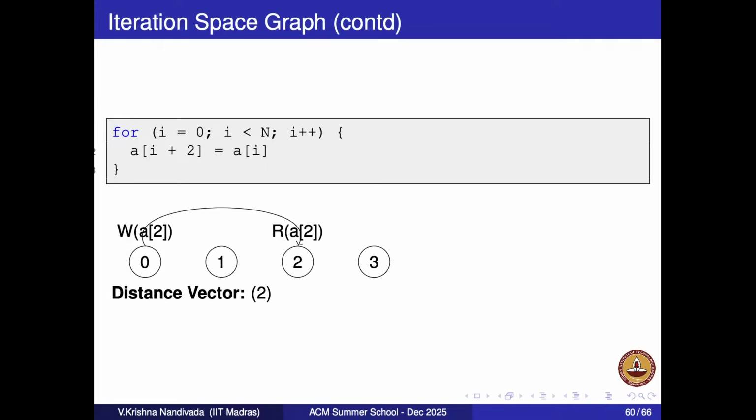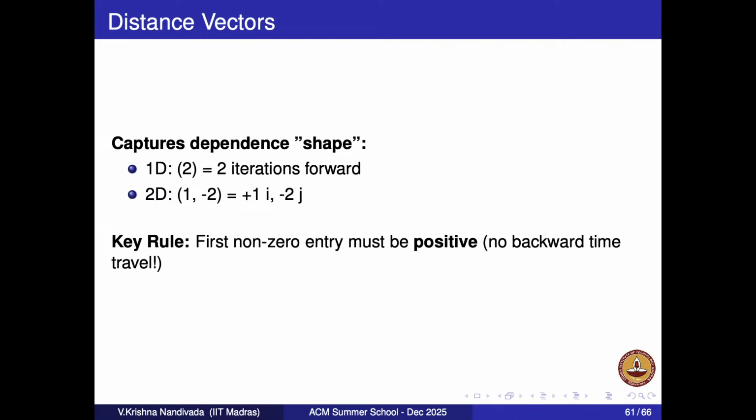Right. When we say there is a flow dependence, we can write it precisely like this, at a distance of 2. There is a dependence at a distance of 2. There is a dependence, this says, at a distance of 1 comma minus 2. What does it mean? Next iteration of i, but j minus 2.